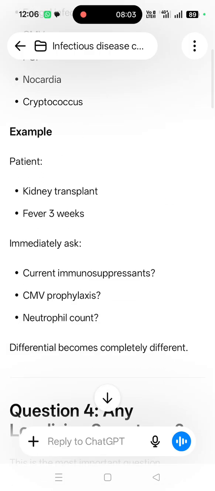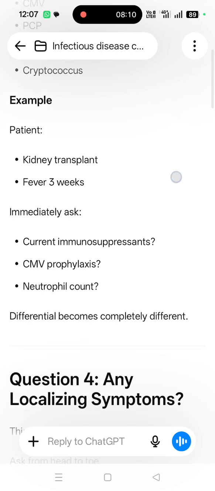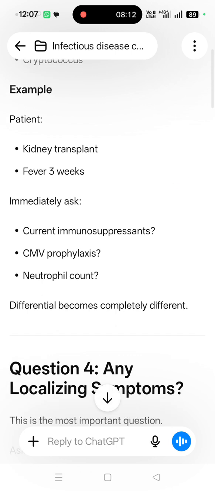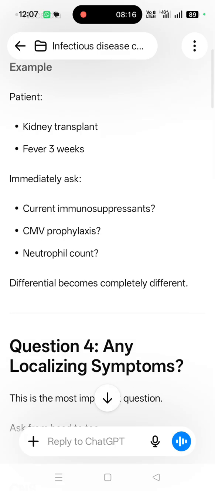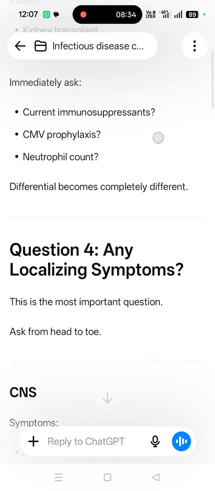Examples here are a patient with a kidney transplant and fever for 3 weeks. So, these are the situations. The patient may have undergone a kidney transplant, and may be having fever for 3 weeks. Then you should ask immediately about the current immunosuppressants given to that person, or CMV prophylaxis or neutrophil count. If these things are being given and disturbed, then you can think of this type of organisms.